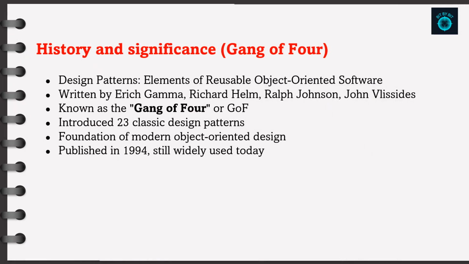History and significance, Gang of Four. The modern concept of design patterns in software was introduced by four authors: Erich Gamma, Richard Helm, Ralph Johnson, and John Vlissides. Together, they are known as the Gang of Four. In 1994, they published a landmark book titled Design Patterns: Elements of Reusable Object-Oriented Software. This book introduced 23 foundational design patterns divided into three main categories: creational, structural, and behavioral.